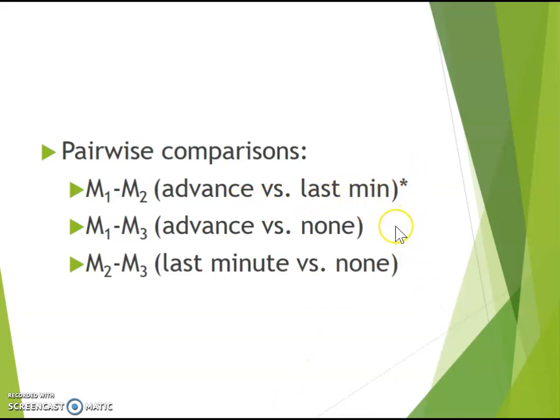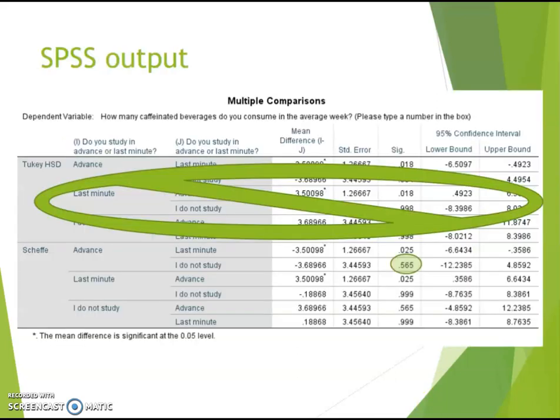Now let's look for this second pairwise comparison in our table. So next we want to compare advanced to not studying at all. So looking at our post hoc table here, we're trying to compare advanced to not studying at all. So that would be here in this row. So again, we want to compare that sig value, or our p-value, to our alpha level.